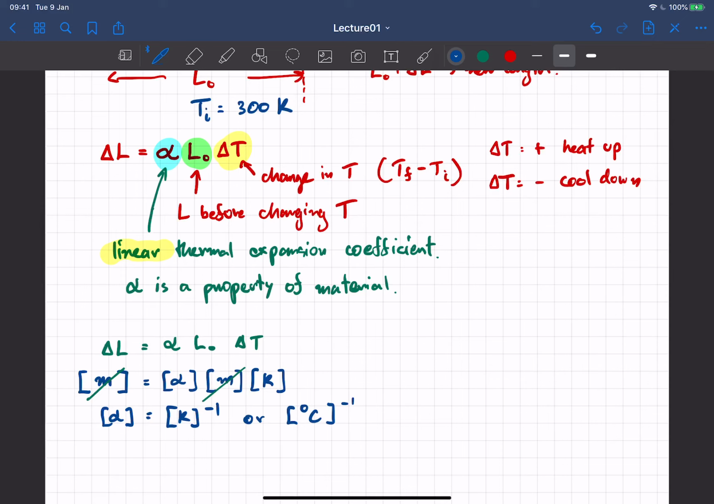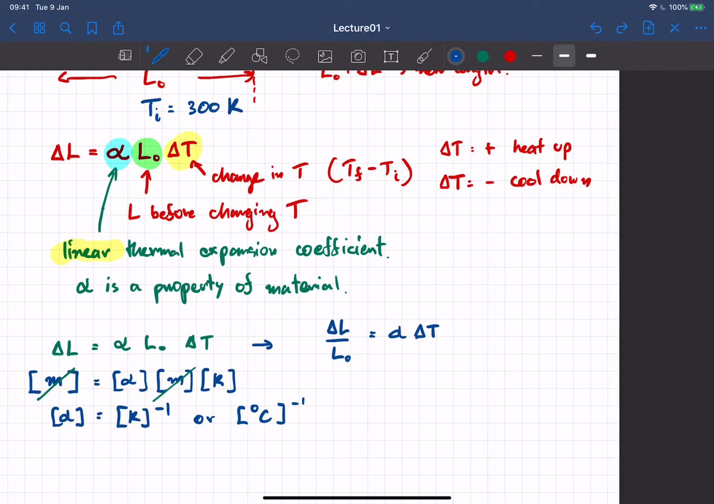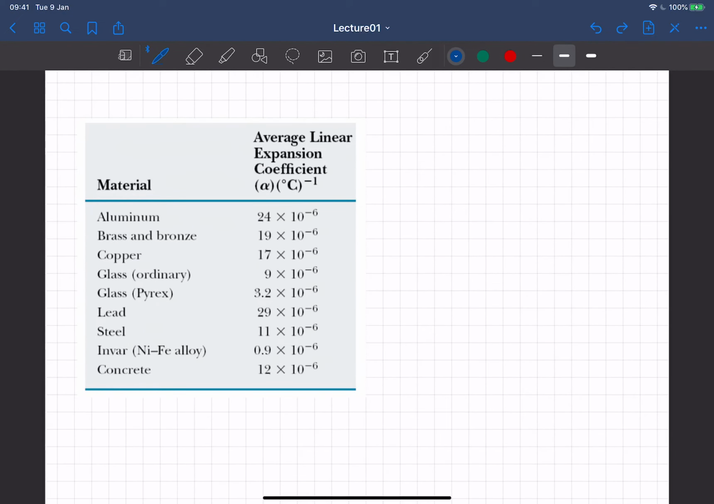So alpha tells you the percentage increase. Another way of looking at this is to put delta L over L0 on the other side, equal to alpha times delta T. What is this? This is the increase or decrease of the length compared to the original length. So it's a percentage increase or decrease. This one might also be easier to remember. If we go back to this table, you can see that alpha is usually pretty small.